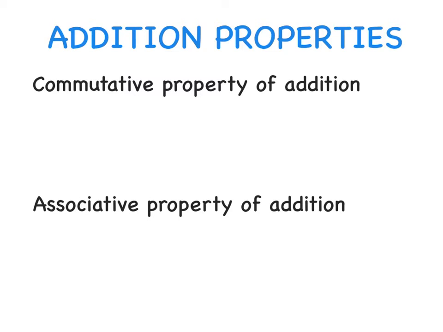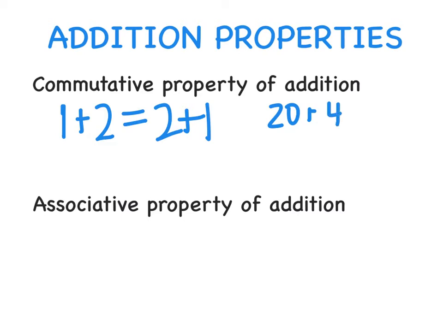a little bit easier. The first one is called the commutative property. The commutative property says that you can add two things in any order and you'll get the same answer. So for example, if I were adding, let's say, 1 plus 2, I get 3, which is the same as doing 2 plus 1. I still get 3. So this could help us when we're doing a problem like this.